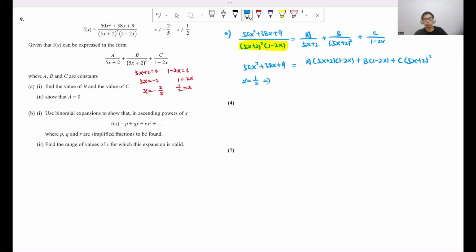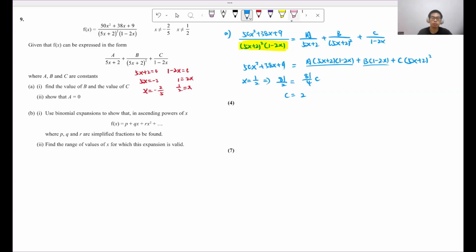If x is equal to 1/2, substitute into the left-hand side. That would be 50 times (1/2) squared plus 38 times 1/2 plus 9, which is 81 over 2. On the right-hand side, if x equals 1/2, the a term will become 0 and the b term will become 0, so just the last one is left. That is (5 times 1/2 plus 2) squared, which is 81 over 4, times c. So c must be equal to 2.